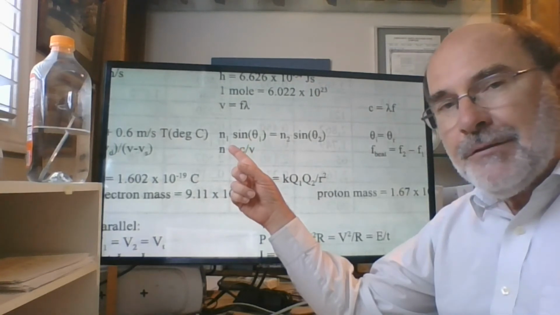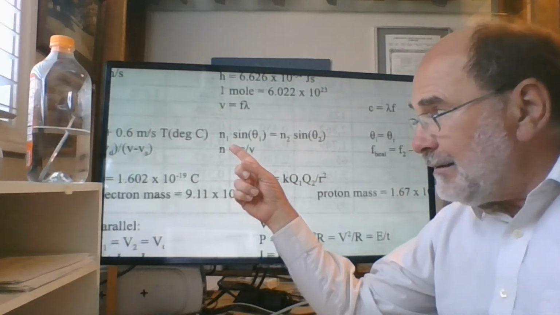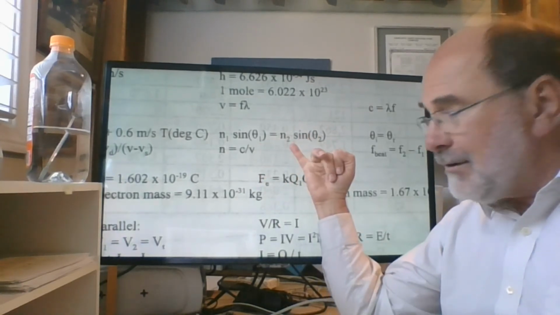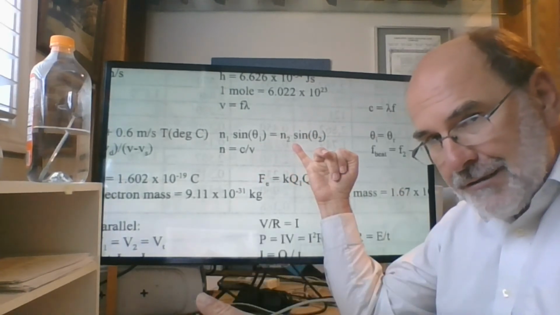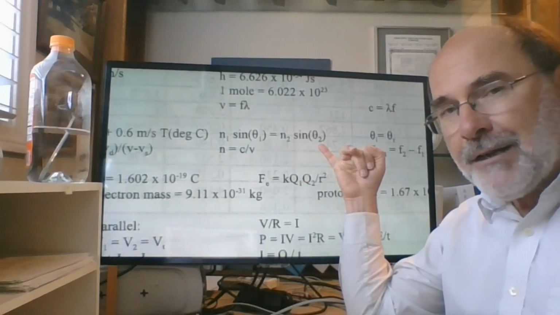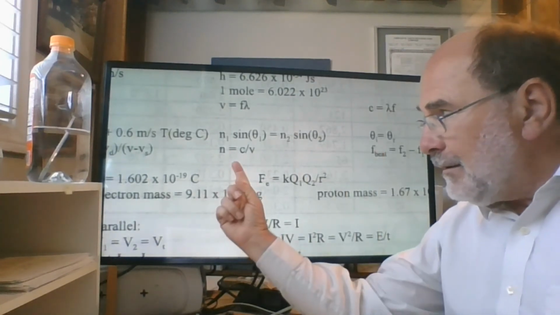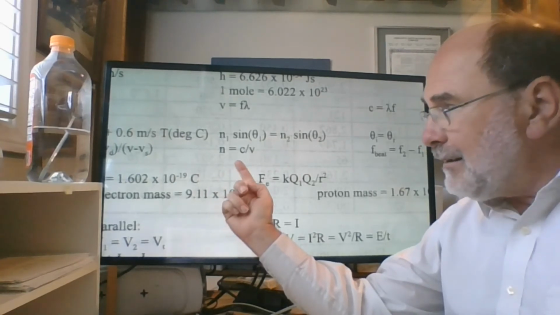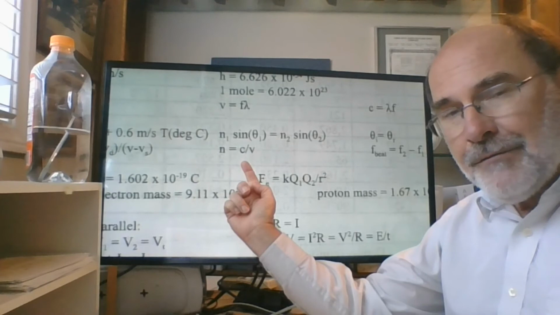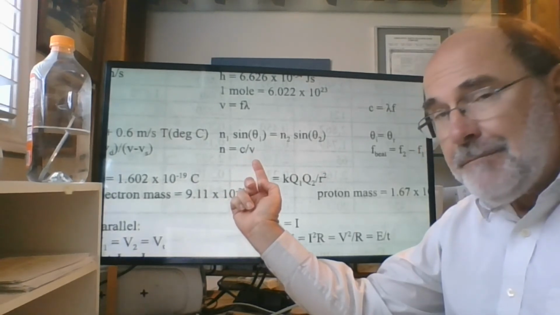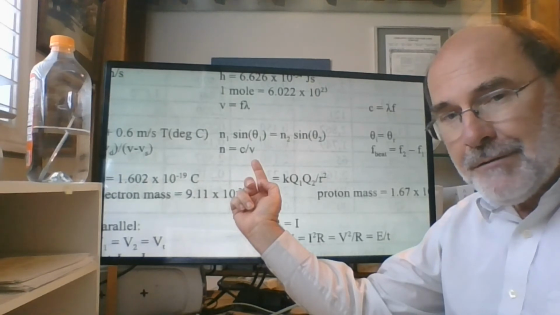So for the first substance, whatever you start off in, that index of refraction times the sine of the angle of incidence is equal to the index of refraction of the next material that you're adjacent to times the sine of the angle of refraction in that material. Here is the formula for calculating the index of refraction. It is equal to the speed of light in a vacuum, 3.00 times 10 to the 8th meters per second, divided by the speed of light in that material.